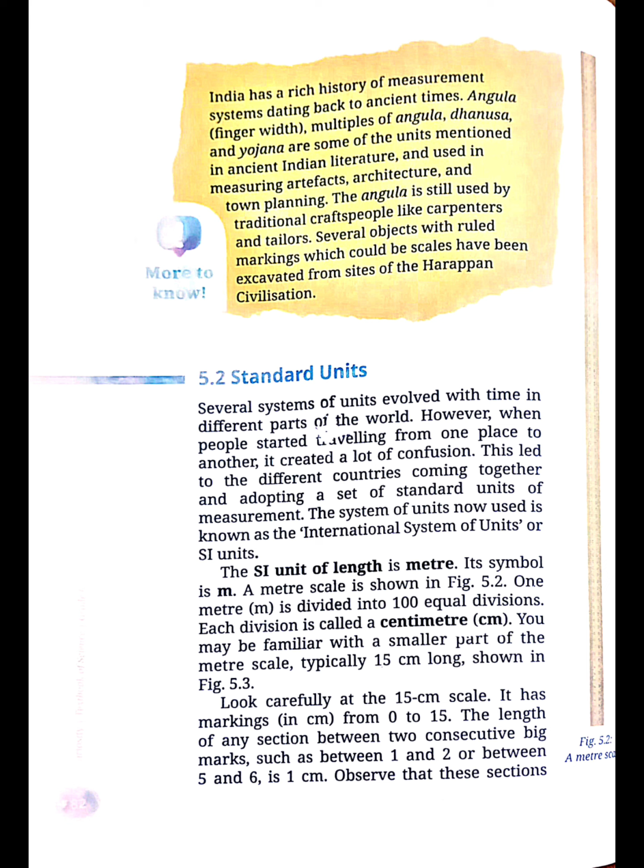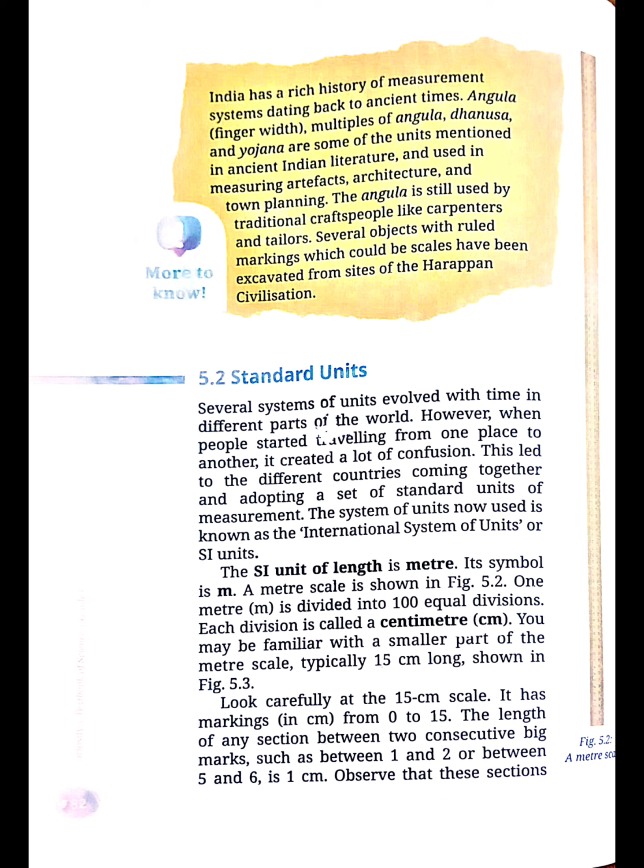The system of units now used is known as the International System of Units, or SI units. The SI unit of length is meter. Its symbol is m. A meter scale is shown in figure 5.2. 1 meter is divided into 100 equal divisions. Each division is called a centimeter, cm.